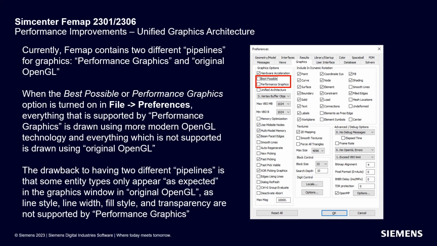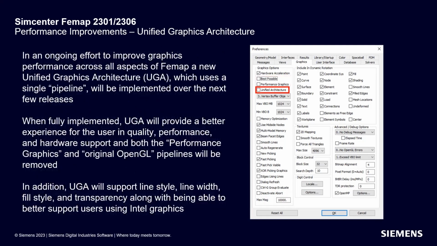But certain things were still drawn in the original OpenGL. The drawback to having two different pipelines for graphics is that the entity types only appear as expected in the graphics window in the original OpenGL. Things like line style, line width, fill style, and transparency were not supported by performance graphics, so you could get rather different looking things between the two. In an ongoing effort to improve the graphics, Femap now has a new unified graphics architecture, or UGA, which uses a single pipeline, and it will be implemented over the next few releases.